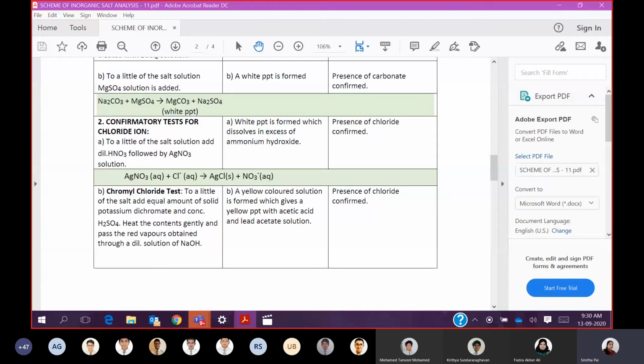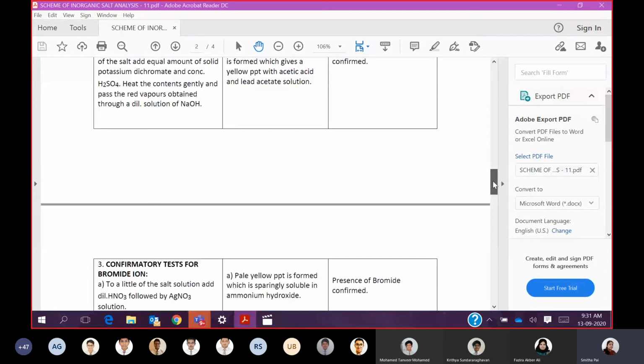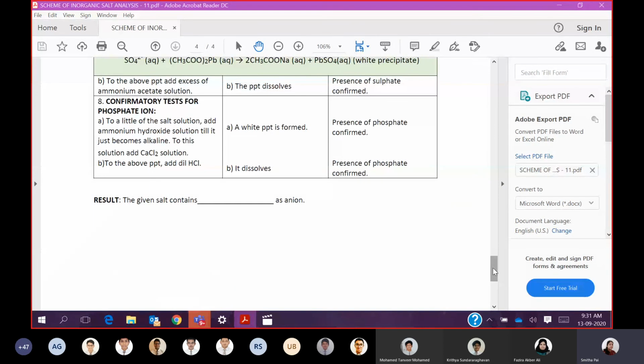test will be asked in viva. So during the practical exam, the external examiner will ask questions on chromyl chloride test. So teacher will be demonstrating the test and you have to learn the test. You are not going to perform it, but you have to learn it. So that's about chloride. So once you get the anion, then the final step is to report the anion. You have to write the result. You have to report your anion. The given salt contains chloride as anion.